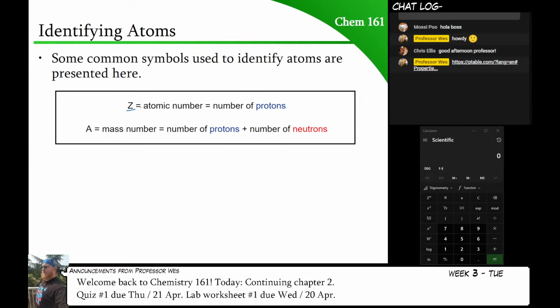This is something that we did in 140, and you're probably just like, well, why did we assign it a variable? You'll see why. A is the mass number.